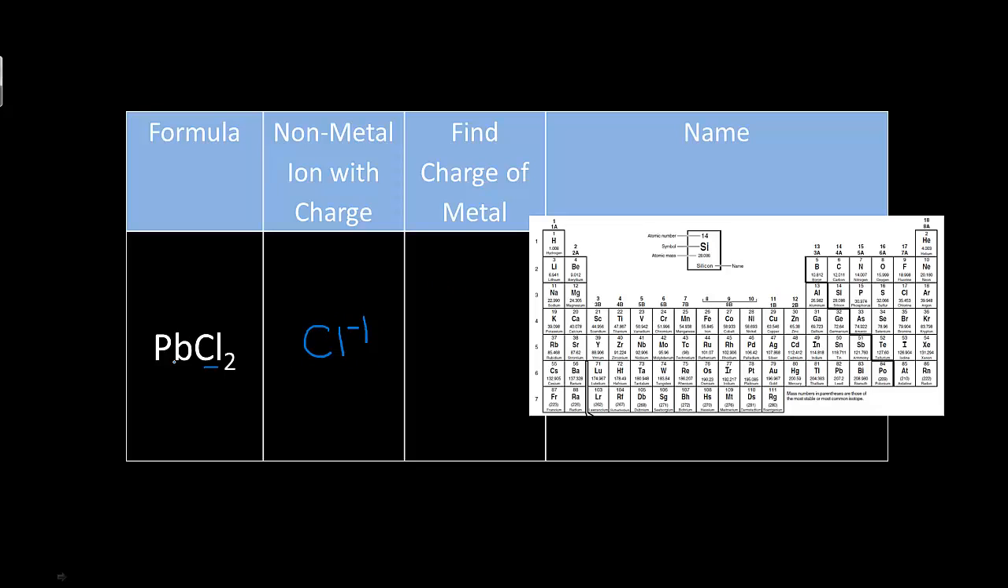Now, the charge of our metal. We're going to uncrisscross, so that 2 is going to go up. So we have Pb plus 2. Okay? And over here, that number would have gone up also. That's a 1. And this is a -1, so we're good there.